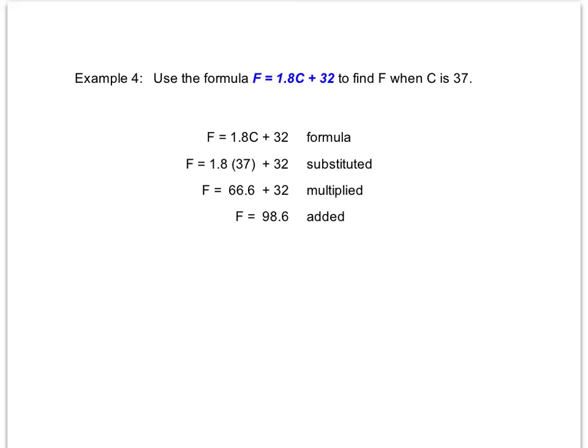Notice in the formula 1.8 is right next to C. That means to multiply. So here we set it up as a multiplication problem. In the next step, we've multiplied 1.8 times 37, which gives us 66.6, and the final step is to add 32. Our answer is 98.6 when we add those two together. So you could use the same formula to convert from degrees Fahrenheit to degrees Celsius, in which case you replace the F with the number of degrees Fahrenheit and solve for C.